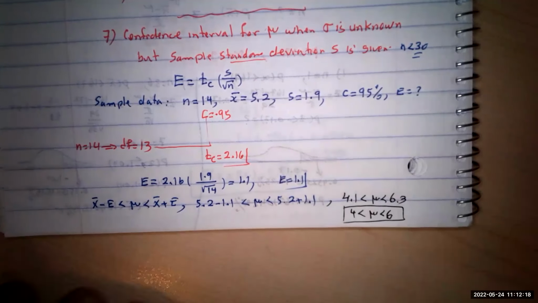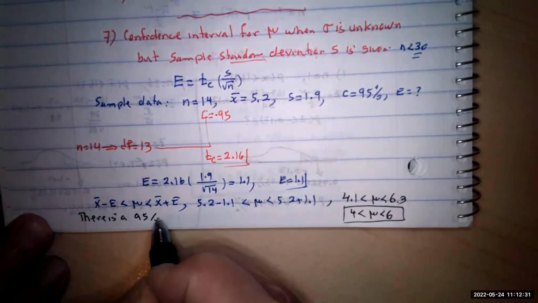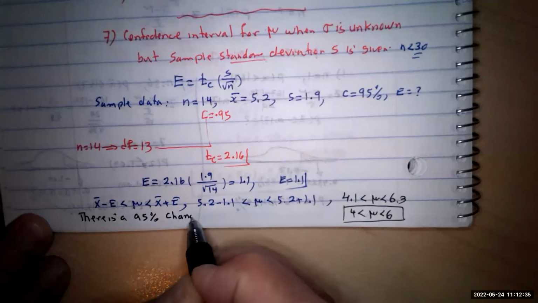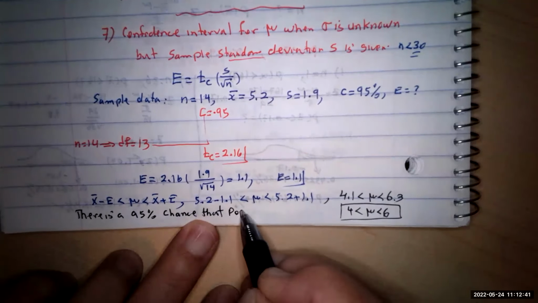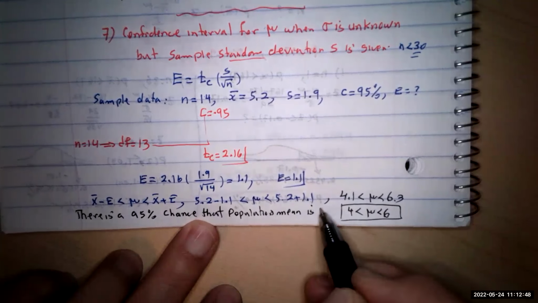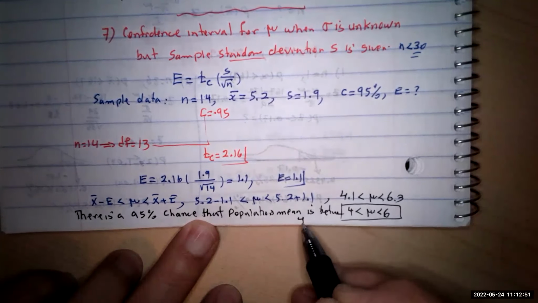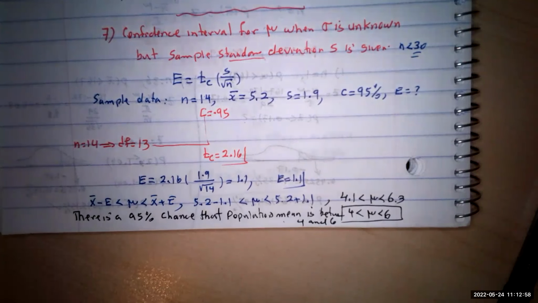So these are the number of phone calls that you get each evening. You have to make a comment. Okay, it's a 95% level. So again, there is a 95% chance that the population mean is going to be between 4 and 6 calls, the number of calls that you're going to get each evening. Okay, so that would be number 7 that you're going to have.